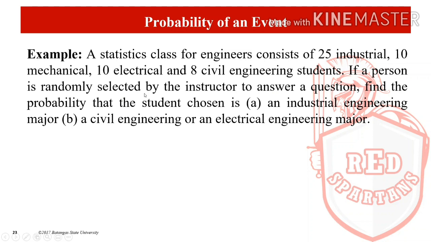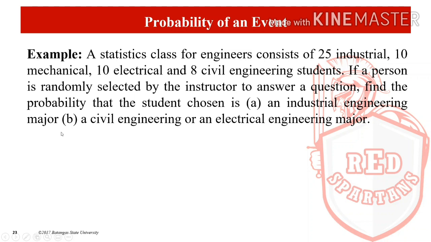So, dun muna tayo sa A. So, para makuha natin yung probability ng industrial engineering major or probability ng I, kunin muna natin yung total engineers. So, 25 plus 10 is 35, plus 10 is 45, plus 8 is 53. Then, pwede na natin makuha yung probability na mapipili is industrial engineering major. So, meron tayong 25 na industrial over sa total na 53, then yun yung probability. So, 25 over 53 is 0.47.